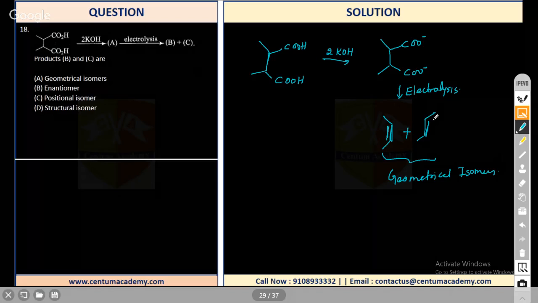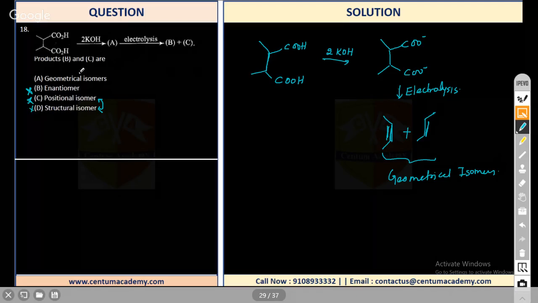One more thing you can think here: since only one option is correct, when you look at this, you can easily eliminate option B. Enantiomer is not possible in this, so you can eliminate it easily. Now the positional isomer is nothing but a structural isomer also. So position comes under structural isomers. If this is correct, this should also be correct. So you can eliminate these two options accordingly.